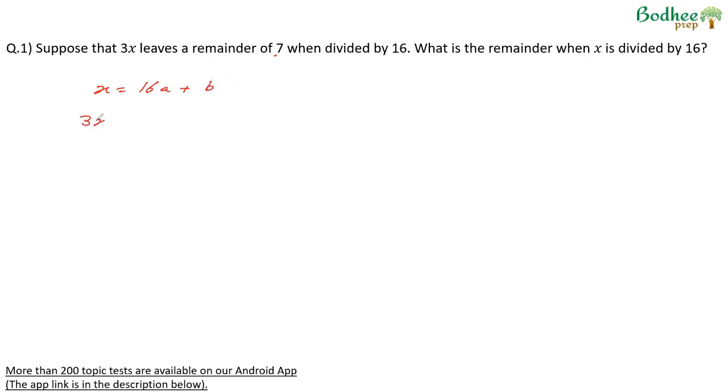What will be 3x therefore? 3x will be 48a plus 3b. Now when we divide 3x by 16, we can see clearly 48a will be divisible by 16. The remainder will be 3b. This is given to us as 7. Obviously, 3b cannot be 7, because b would then be 7 by 3, not an integer.